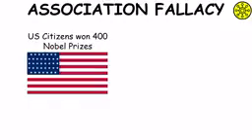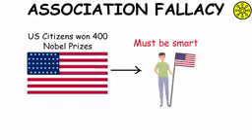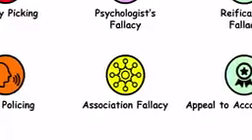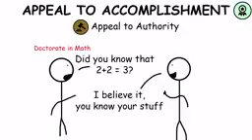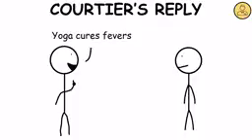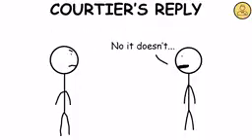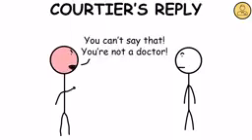Association fallacy. It's the fallacy that asserts that properties of one thing must also be properties of another thing if both things belong to the same group. Appeal to accomplishment. It's kind of an appeal to authority fallacy. It happens when an assertion is deemed true or false based on the accomplishments of the proposer. Courtier's reply. When a criticism is dismissed by claiming that the critic lacks sufficient knowledge, credentials, or training to credibly comment on the subject matter.